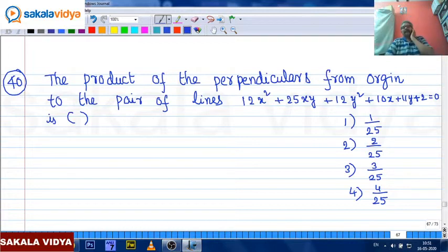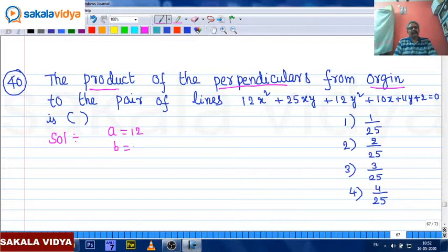Right, the product of the perpendiculars from origin to the pair of lines S equal to 0 is mod c by root of a minus b whole square plus 4h square. So that formula we need to apply. Solution here: a is 12, b is 12, c is 2, 2h is 25, 2g is x coefficient 10, 2f is y coefficient 11.